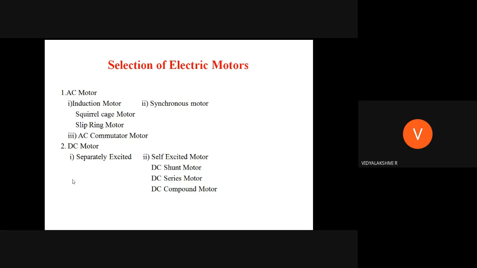So what will happen? These are the motors available. Apart from that, I can choose some special electrical motors. I will say after the DC compound motor, in some cases there are the stepper motor, then the BLDC motor, and then the PMSM motor. Before that, you should know why I'm going to this topic.